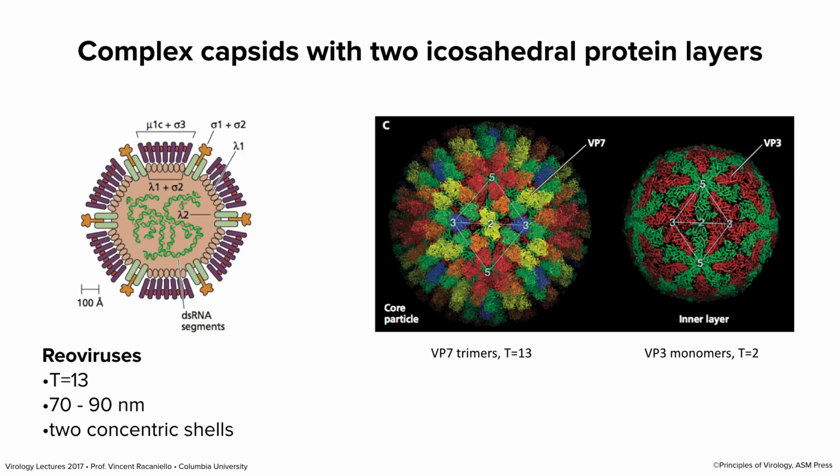So basically 2 shells, one around the other. And they have different T numbers and slightly different symmetries. It's very interesting how they could interact with each other. Now, why do we have this?